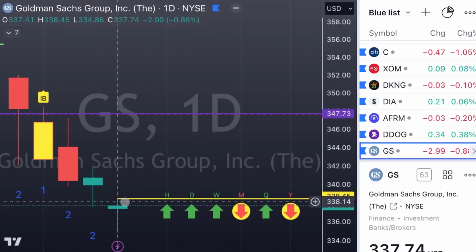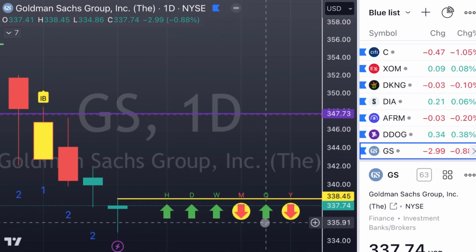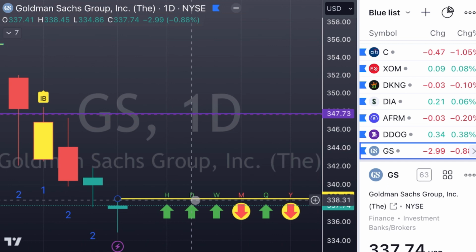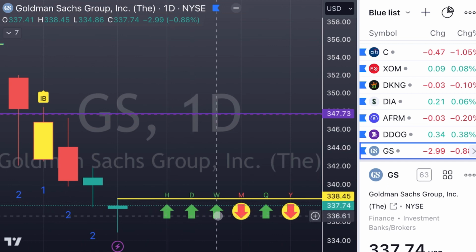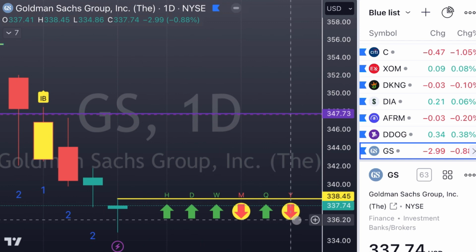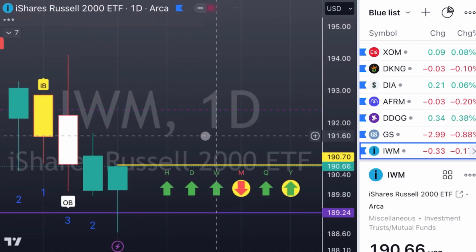GS, Goldman Sachs, 2 down green, hammer candle. Time frame continuity on the hourly, daily, weekly, quarterly. The majority of them are there. Realistically, guys, when I'm trading, I need these 2, hourly and daily. Anything else is a bonus, meaning there's higher probability of that trade working out. But for me, most of the time, because I'm only in trades for about 15 minutes, I only need these 2 in my favor. So calls at 338.45 on Goldman Sachs.